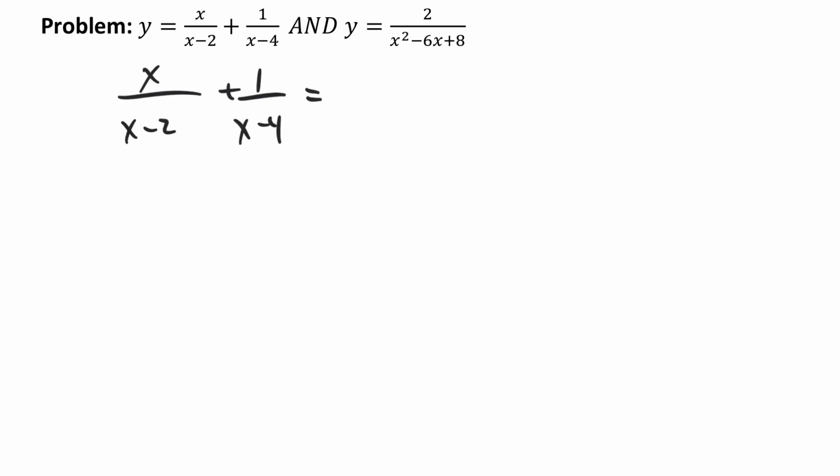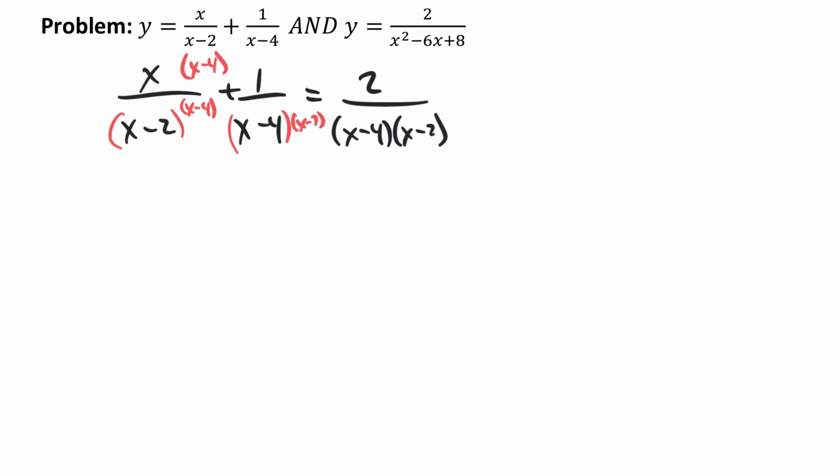over x minus 4 equals 2 over, well, let's just factor this. This is going to be x minus 4, x minus 2. Now what that means is if we want to clear the fraction from all of these, we could think of making them all the same. So this one here is going to need an x minus 4. This one is going to need an x minus 2. So we would have x squared minus 4x. We would have x minus 2.